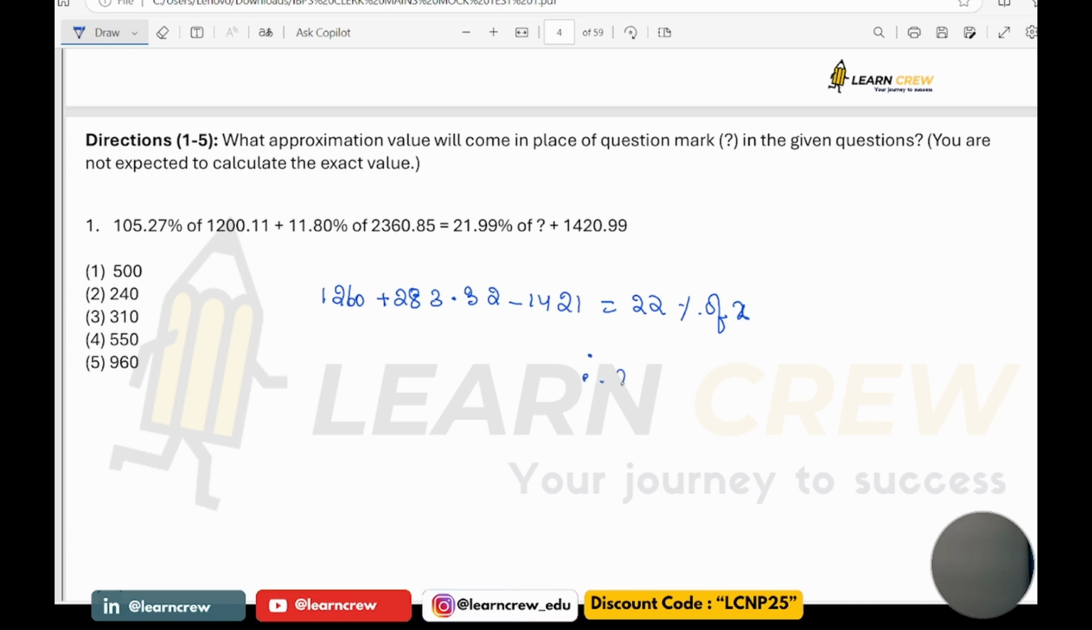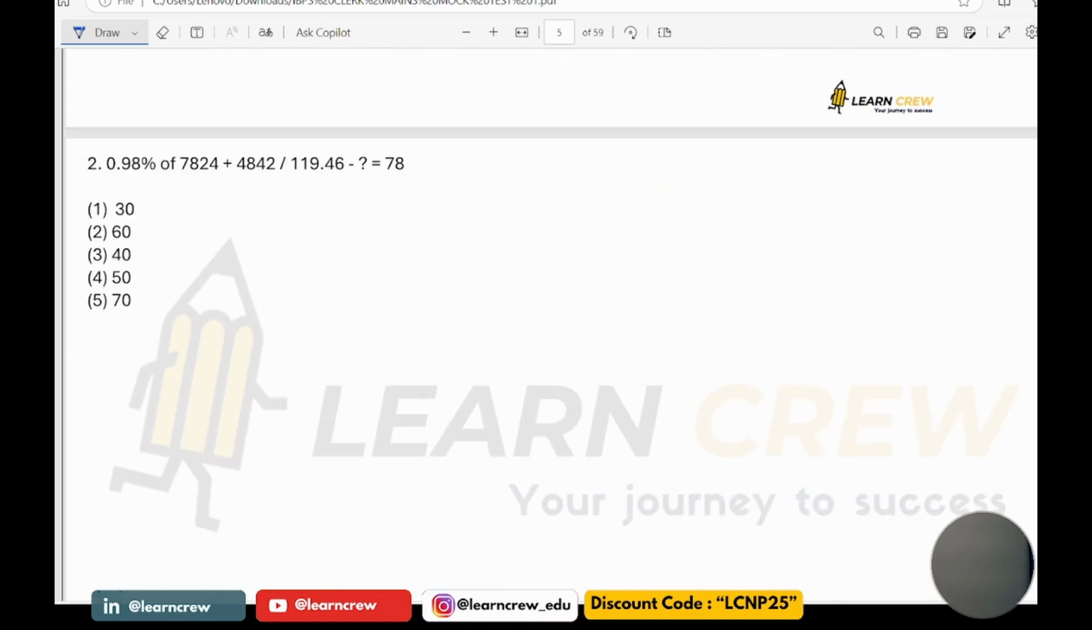So what is going to be x here? X you are going to get approximately 550. So the answer is 550. Next, 0.98 percent means 1%. 1% of 7824 is 78.24 plus 4842 divided by 119.46, which means 120. So 4842 by 120 minus 78 plus 78.24 is approximately equal to 40.